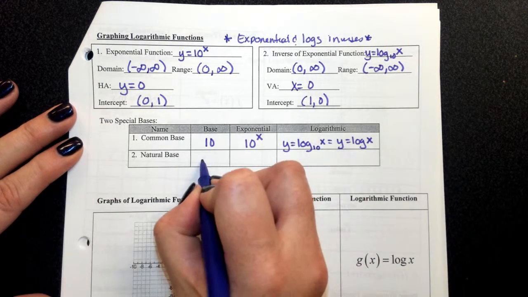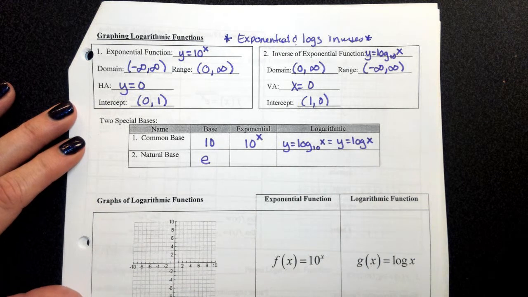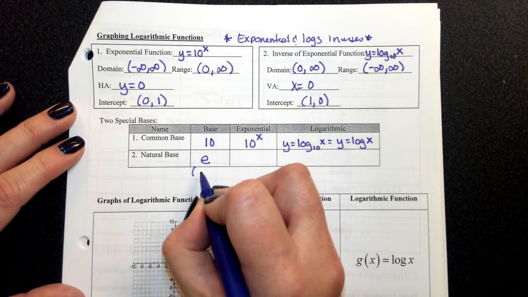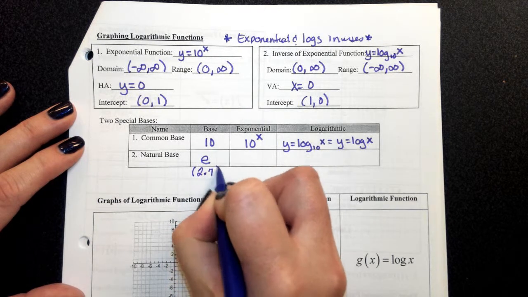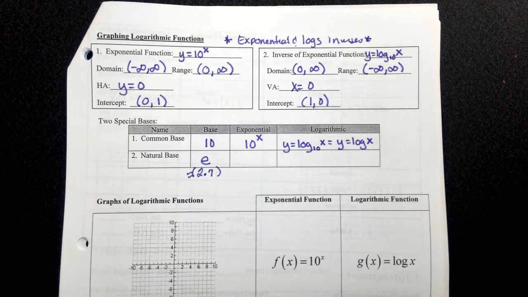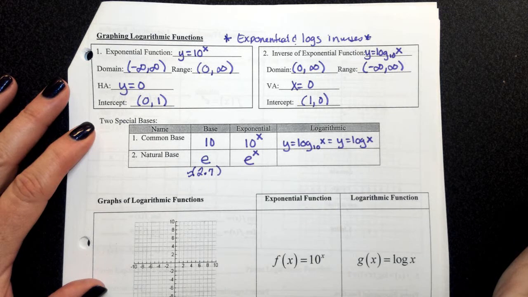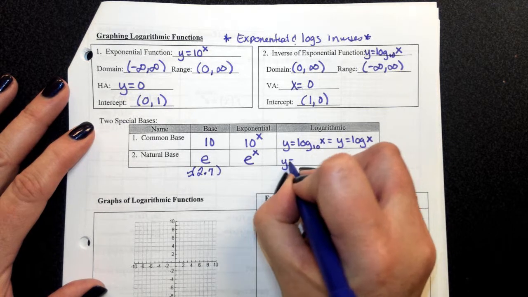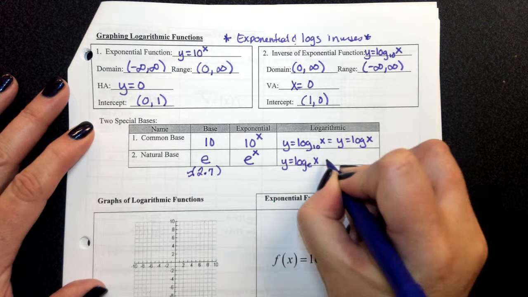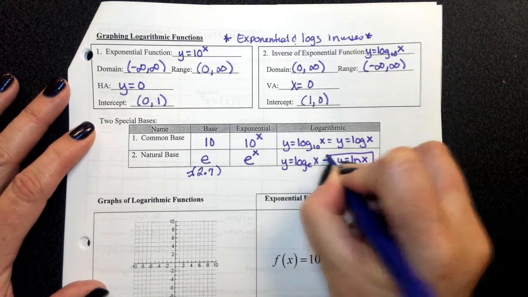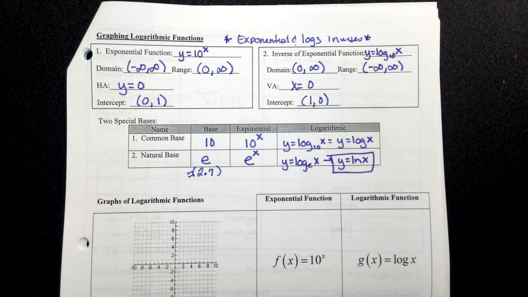The natural base is e. Do you remember what the value of e is? 3 point something. That's pi. Oh, wait. I swear to God, it's 3. It's about 2.7. It is close to 3. Remember, e is that natural number. It's approximately equal to about 2.7. So for an exponential function, e to the x, we won't see log base e of x written. We see y is equal to the natural log of x. Remember, natural log of x is just a logarithm with a base of e.